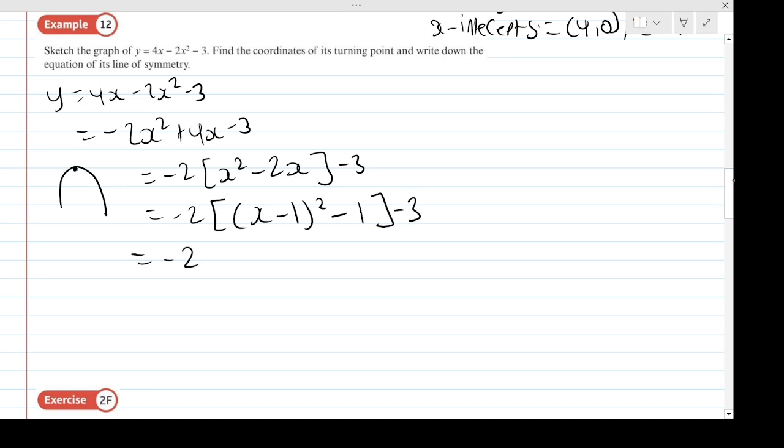And so there, we can expand this, so we have minus 2 lots of x minus 1 squared, and then minus 2 times minus 1 is plus 2, minus 3. That will go to minus 2 of x minus 1 squared. 2 minus 3 is minus 1.